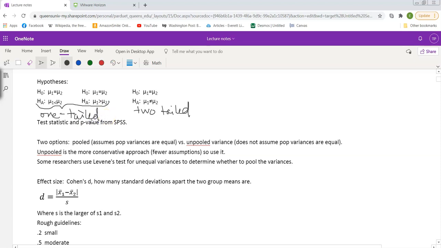And I'm not even going to give you the formulas. They're kind of nasty looking formulas. You can look them up online if you want to see them. We're just going to get them from SPSS.